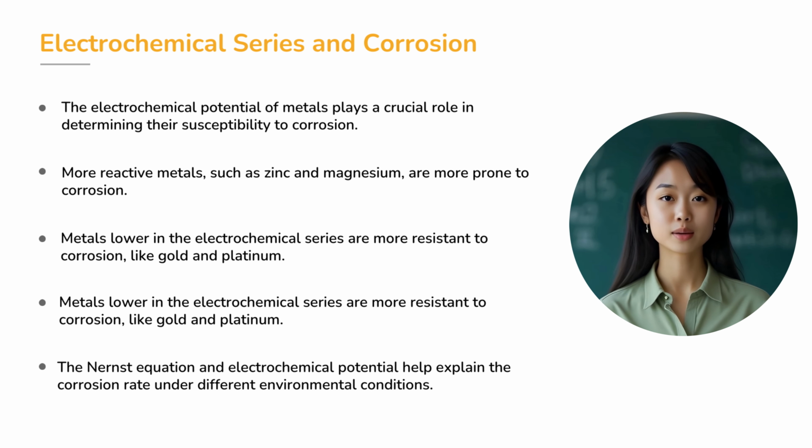The more reactive a metal is, the more likely it is to lose electrons and corrode. That's why metals like zinc and magnesium corrode easily. But metals like gold or platinum, which have lower reactivity, are far more resistant. Think of the periodic table as a chart of reactivity. The higher a metal's position, the more reactive it is.